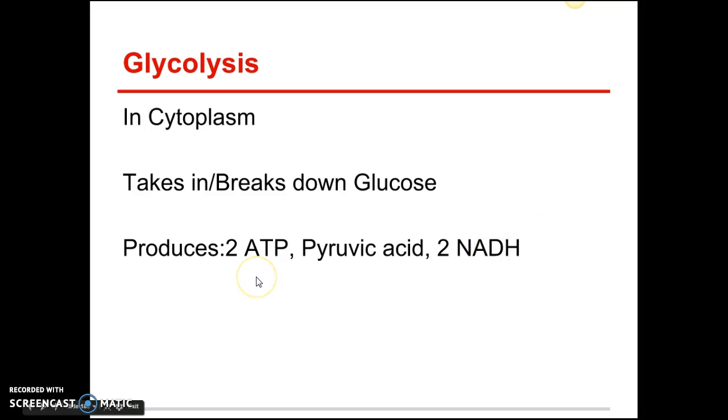Okay. In glycolysis, we actually have 4 ATP that are made total, but we used 2 of them to break down the glucose right here. So at the end, we end up with 2 total. So we made 4, we used 2 of them to get things going, so we end up with 2 of what you would call net ATP.